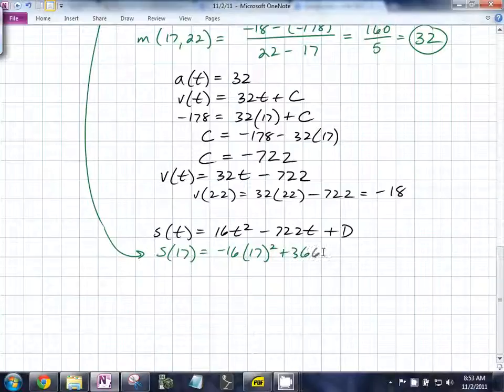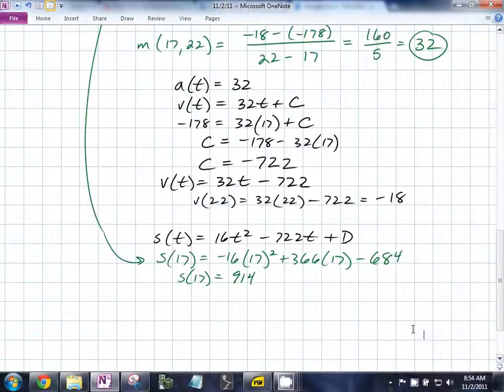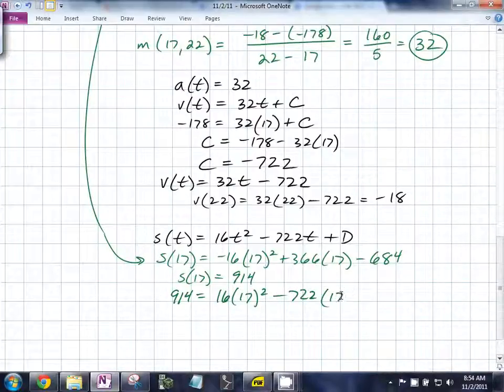Or now what can we set up? 914 is equal to 16 times 17 squared minus 722 times 17 plus d. Now, can you find d for me? It's going to be 914 minus 16 times 17 squared plus 722 times 17. Can someone do that for me? What does d equal?